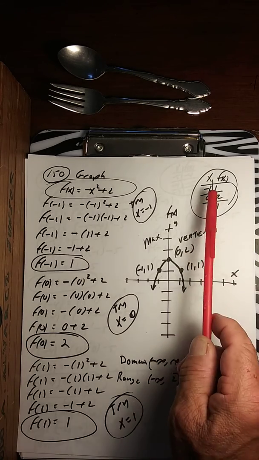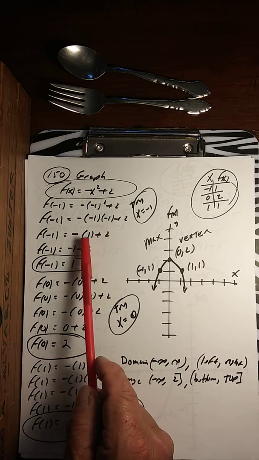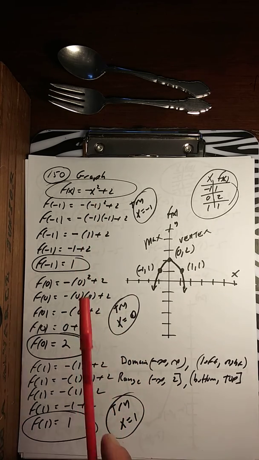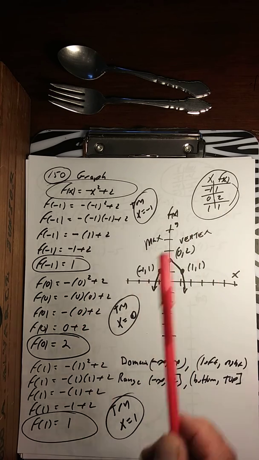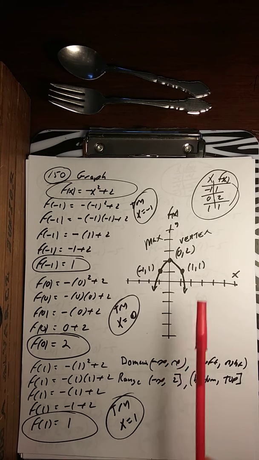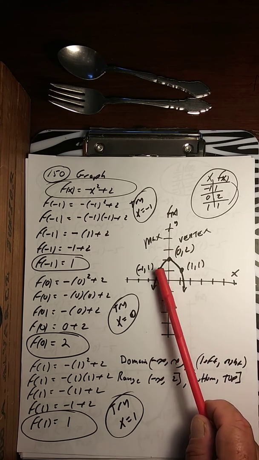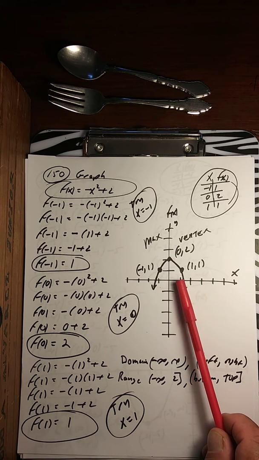Graph this one. Try the numbers. Negative 1, 0, 1. Put them in there. Negative 1 squared is 1. That's going to be negative 1 plus 2 is 1. Put a 0 in there. 0 squared is 0. 0 plus 2 is 2. Put a 1 in there. 1 squared is 1. Negative 1 plus 2 is 1. So we have at negative 1 up 1. At 0 up 2. And then at 1 up 1.